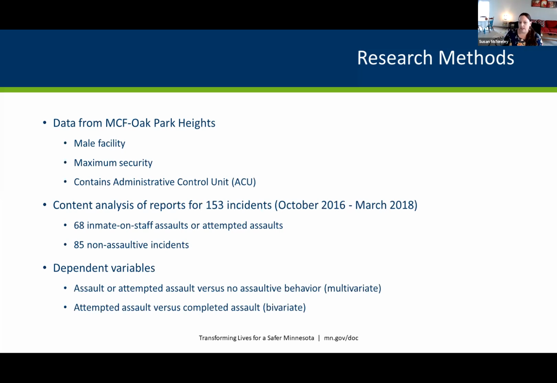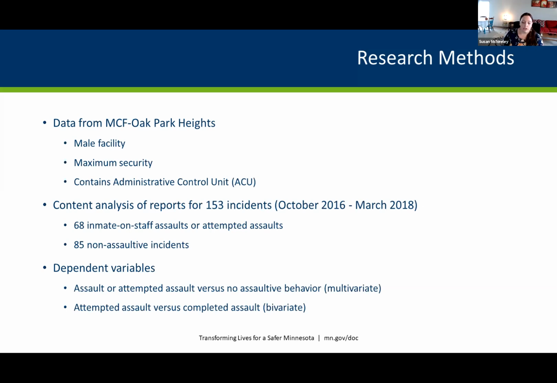First, I used data from our discipline process to find all the staff assaults or attempted staff assaults during that time period. There were 85 charges for attempted or completed staff assaults. So 85 incidents were randomly selected from the sample of 500 that we had for another study. However, some of the assaults were the same assaults committed by multiple individuals. So there ended up being only 68 staff assault incidents, which were compared to the 85 incidents with no assault.